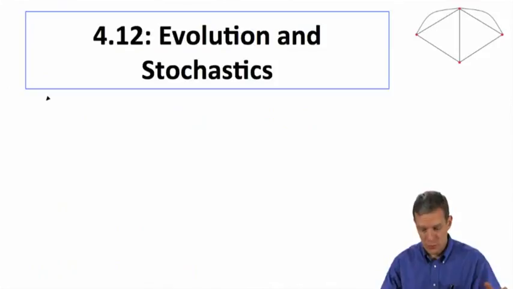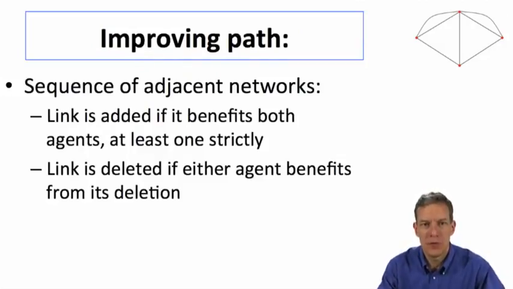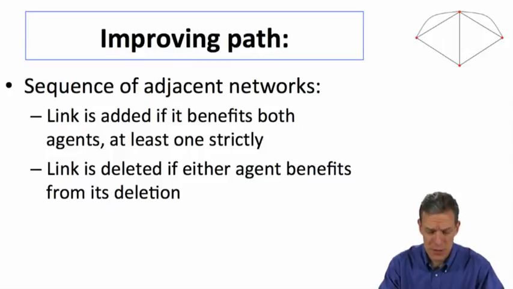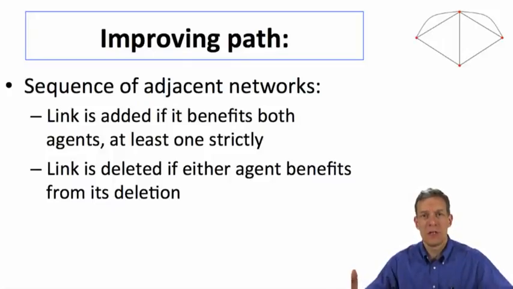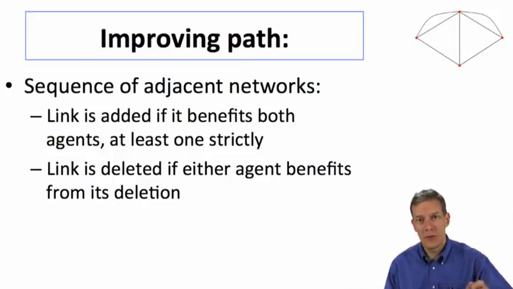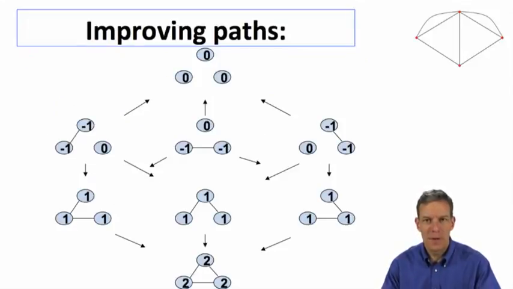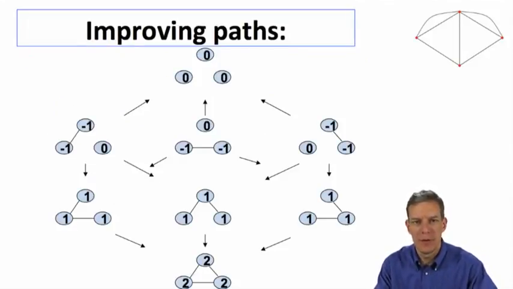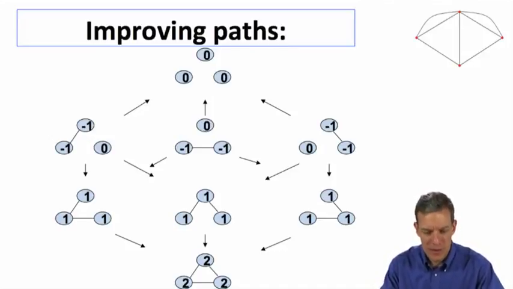So we're going to talk about stochastic evolution of networks, and we'll start with a concept which we called an improving path, and this comes out of work I did with Allison Watts, so it's Jackson and Watts 2002. And the idea here is we've got this sequence of adjacent networks, and just as in the process we talked about just before, you add a link if it benefits both, at least one strictly, delete a link if either person benefits from its deletion. But what we're going to do now in terms of looking at these paths is we're going to noise them up a bit. So first let's just make sure we've got the concept of improving paths down.